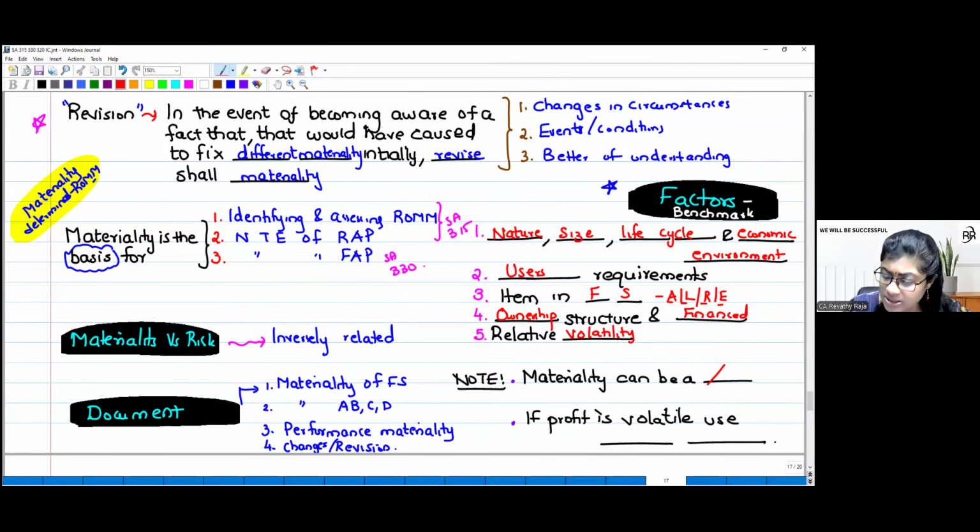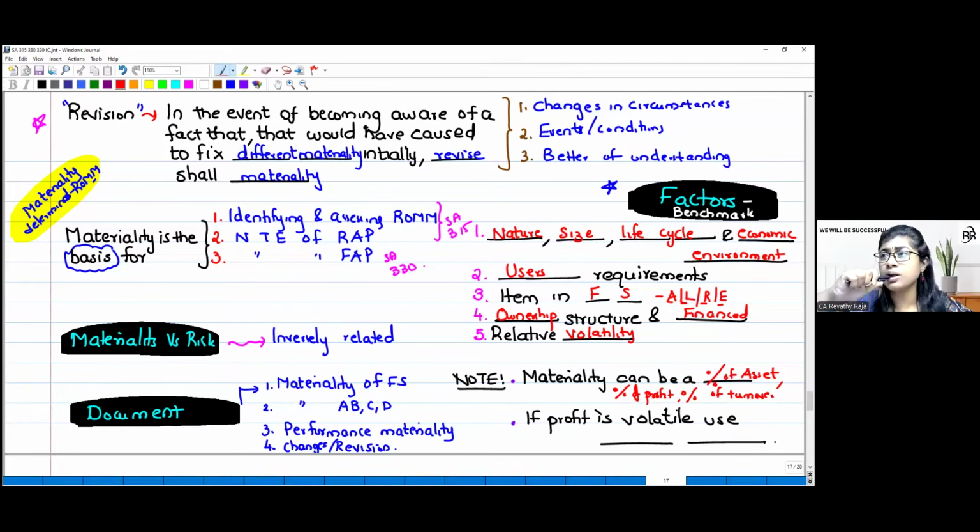Can you fix materiality as a percentage of asset? Total asset is 10 crore. 1% of that. Yes or no? Yes. Percentage of profit? Yes. Percentage of turnover? Yes. Anything can be used. But one thing is there.